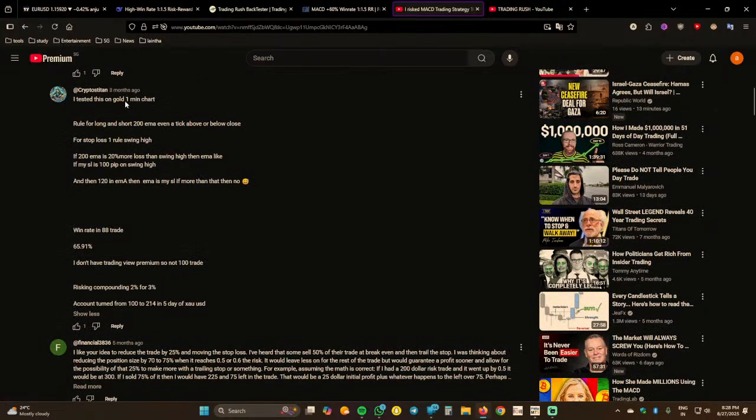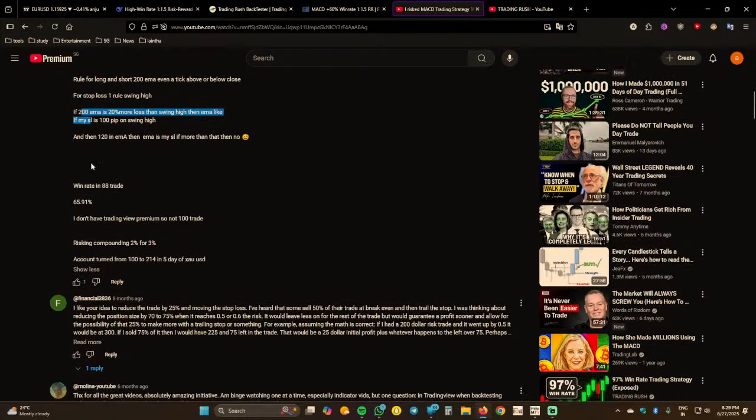I tested this on gold 1 minute chart, rule for long and short 200 EMA, even a tick above or below close. For stop loss, one rule, swing high. If 200 EMA is 20% more loss than swing high, then EMA, like if my stop loss is 100 pip on swing high, then 120 is EMA, then EMA is my stop loss.